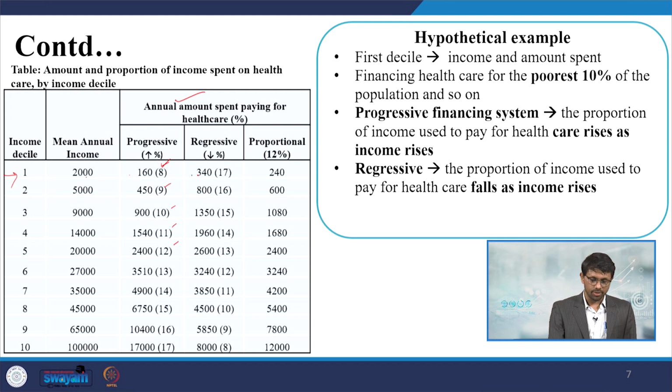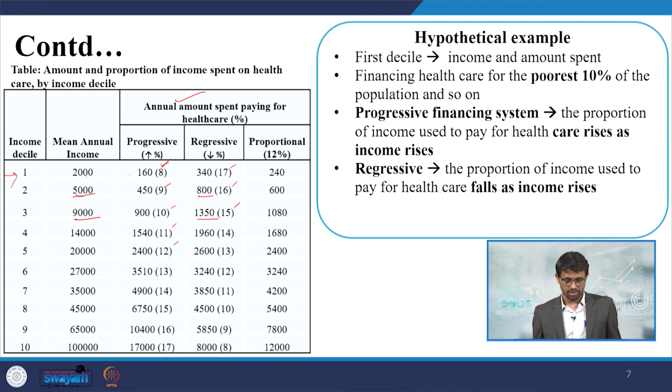Initially, 340 divided by 2000, then 800 divided by 5000, or 1350 divided by 9000, etc. Initially we derived 17%, then 16%, then 15%, and so on. You can see the richest, top income group spends comparatively very little, only 8% of their income on healthcare, whereas the bottom groups bear more cost for healthcare. Hence, this is called regressive.